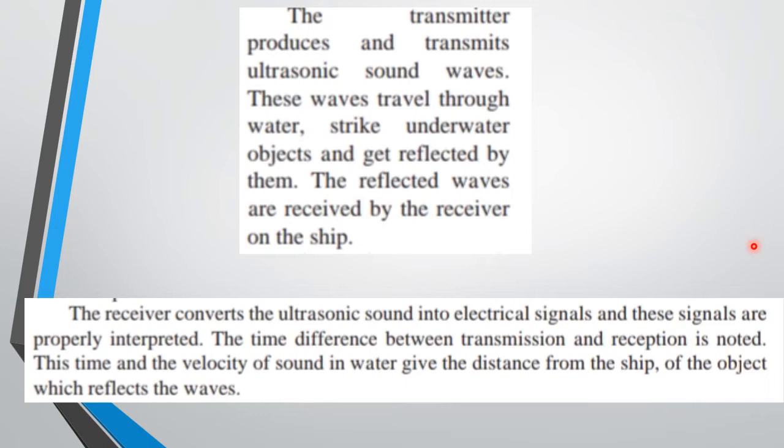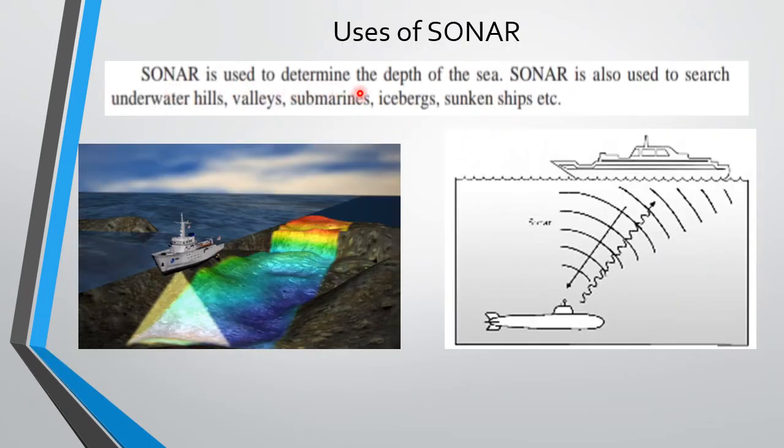Now where do they actually use this sonar? Sonar is used to determine the depth of the sea, as we studied. Sonar is also used to search underwater hills if there are, valleys, submarines, icebergs or any sunken ships. So anything which appears as an obstacle, obviously the sound waves would get reflected accordingly and we will come to know such things as the underwater hills, valleys, submarines or even icebergs.